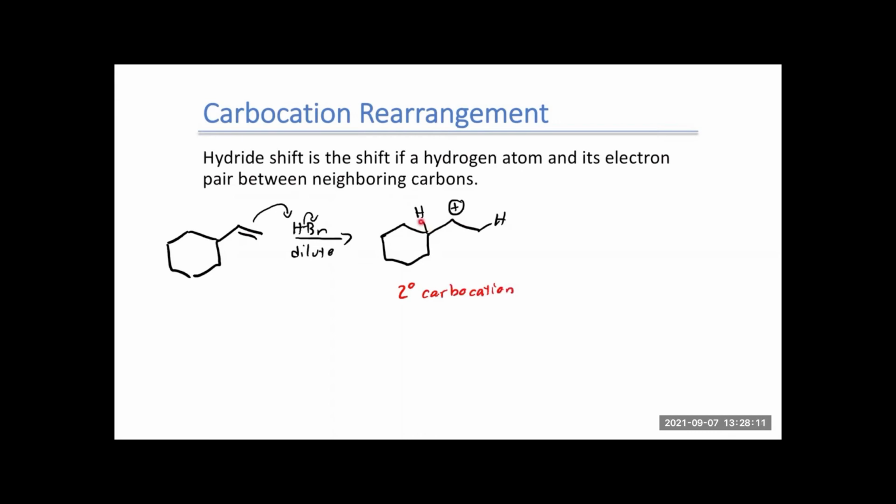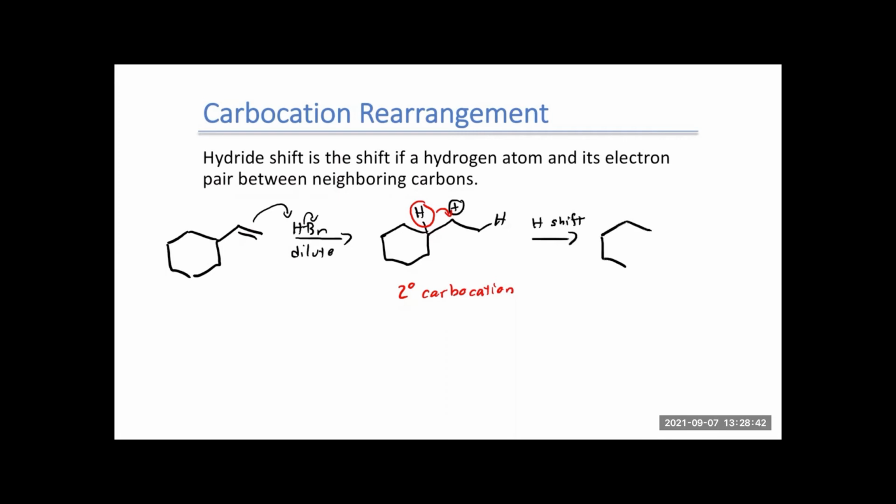But if the hydrogen right next to it moves over, this is a tertiary position. We can create a tertiary carbocation if I can just get that hydrogen to switch over, to kind of jump over. So that hydrogen, along with its electron pair, are going to move over to that carbon. So we can call it an H shift, hydride shift.